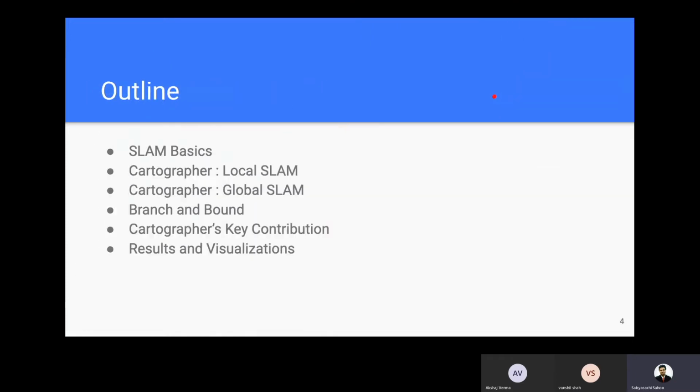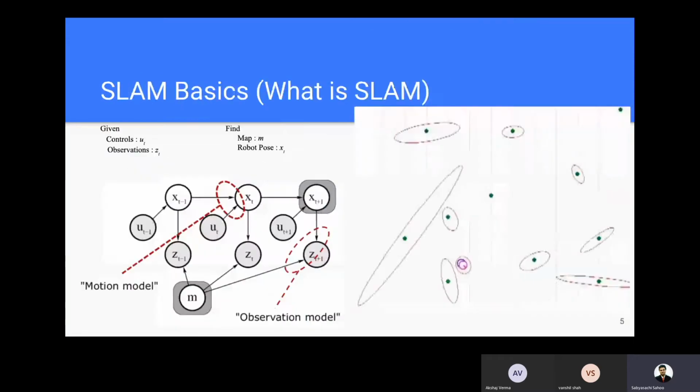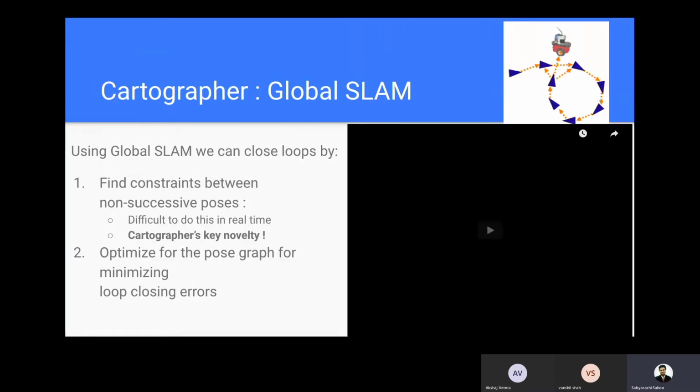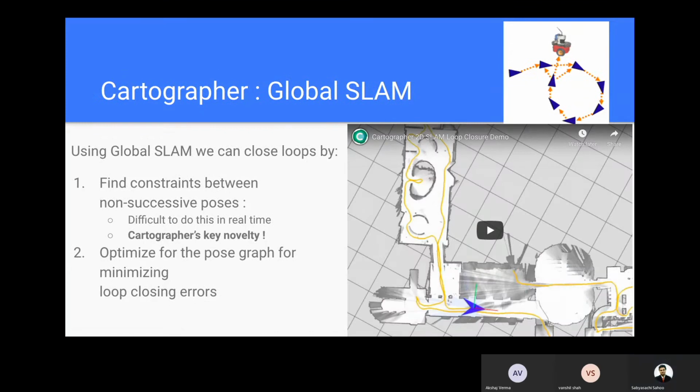So any questions so far, any previous questions that anyone has on the SLAM basics, graph SLAM and all, before we go deep into Cartographer? Okay, so I guess no questions. We'll continue.